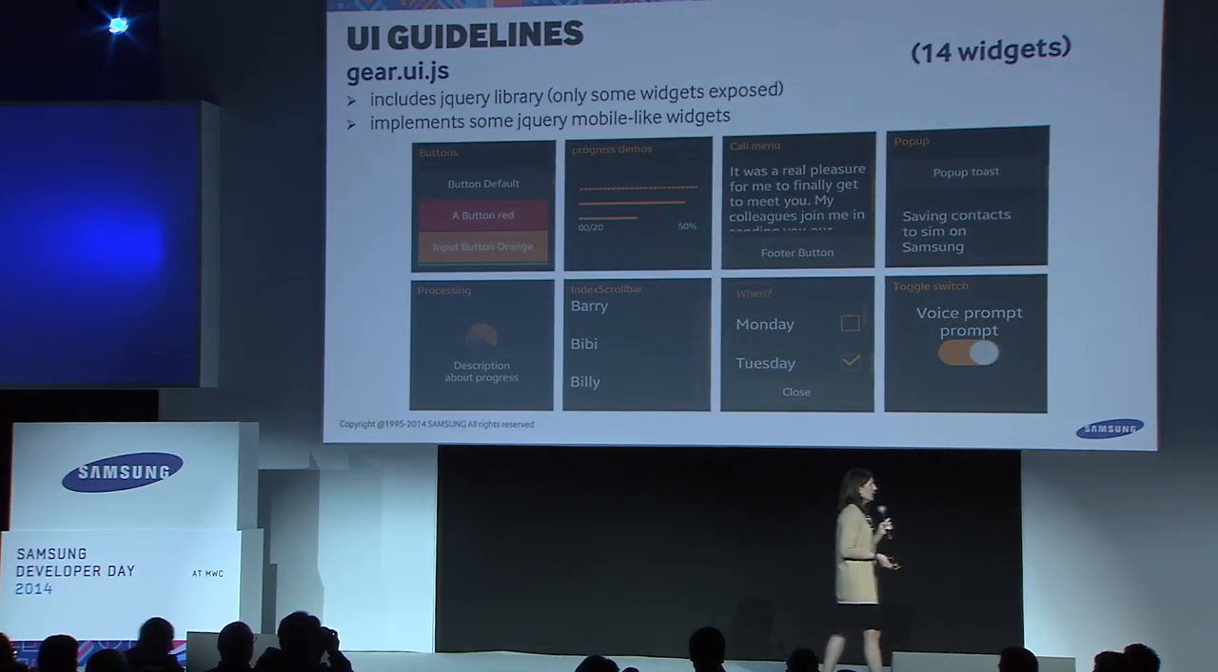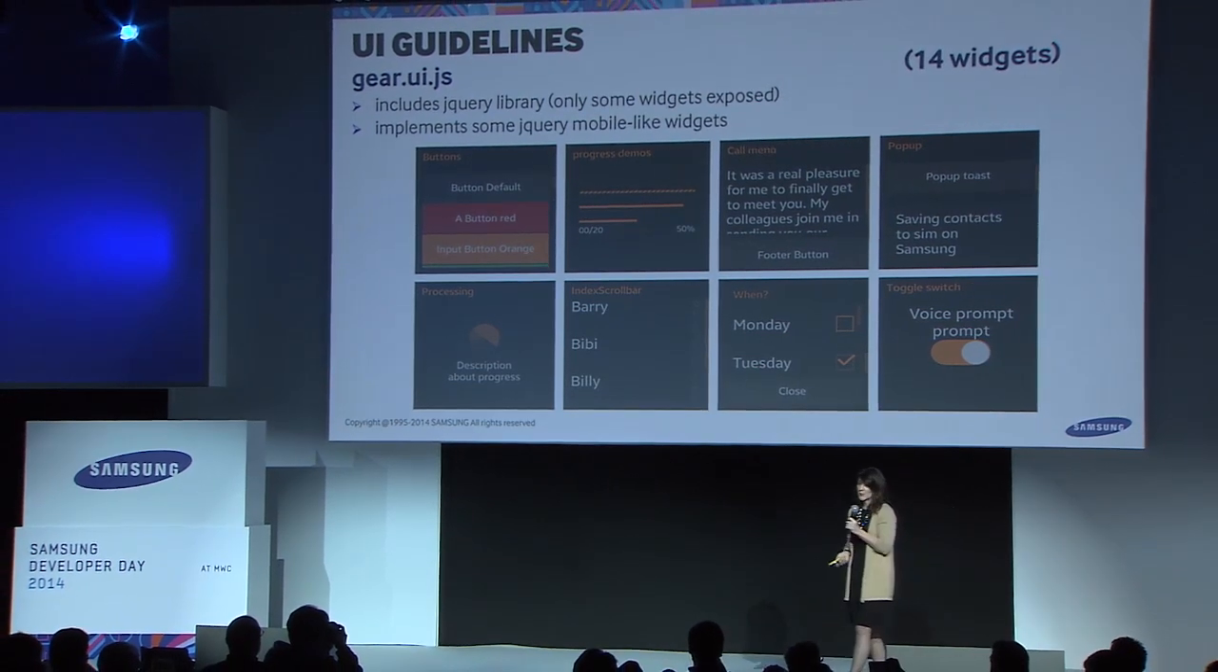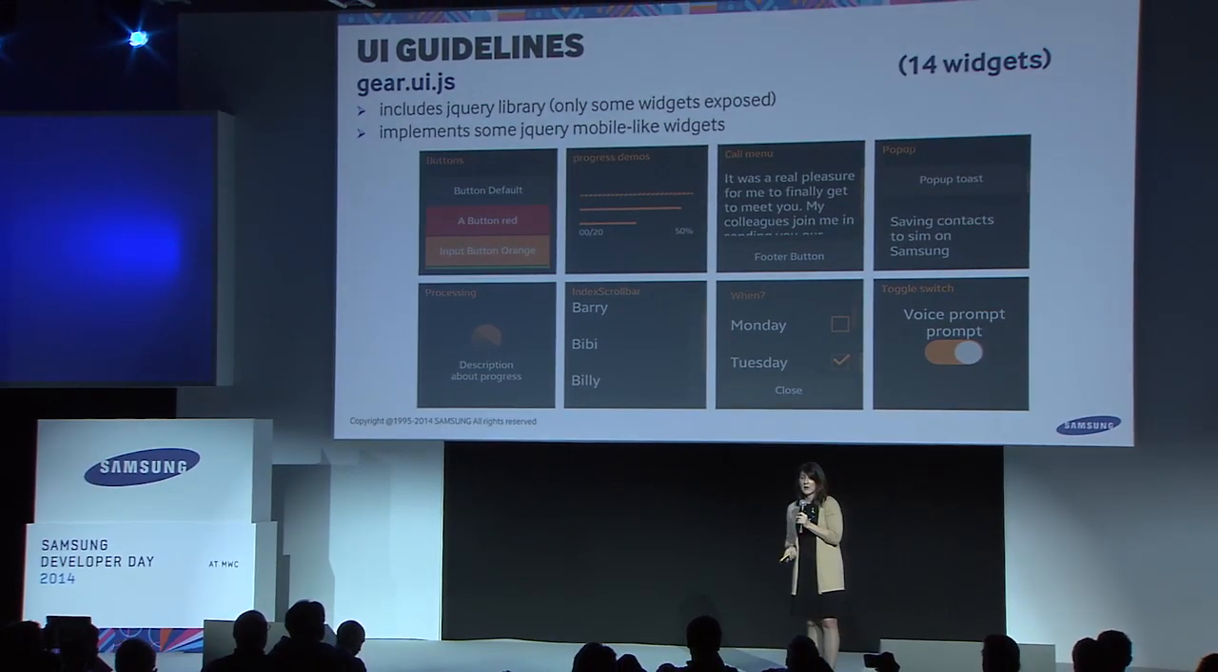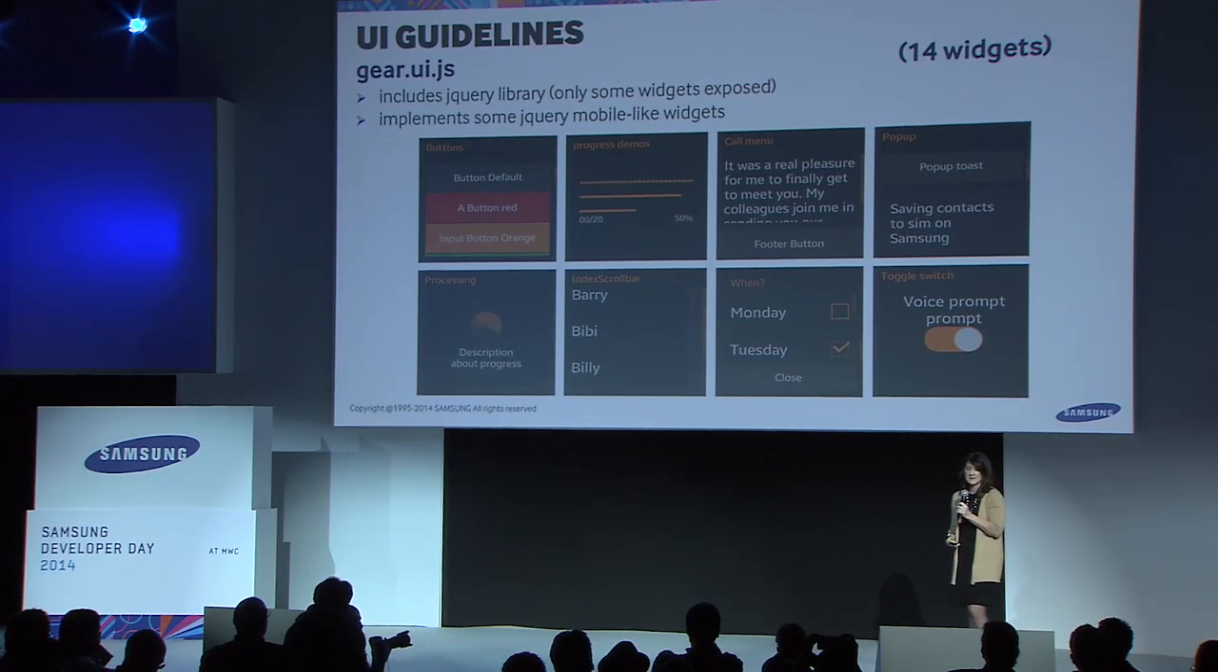So this is what the UI framework provides you, the gear.ui.js. It's about 14 widgets. It does include all of jQuery, but it only exposes a subset of those widgets. It also implements some jQuery-like mobile widgets, so you get a pretty consistent look and feel.